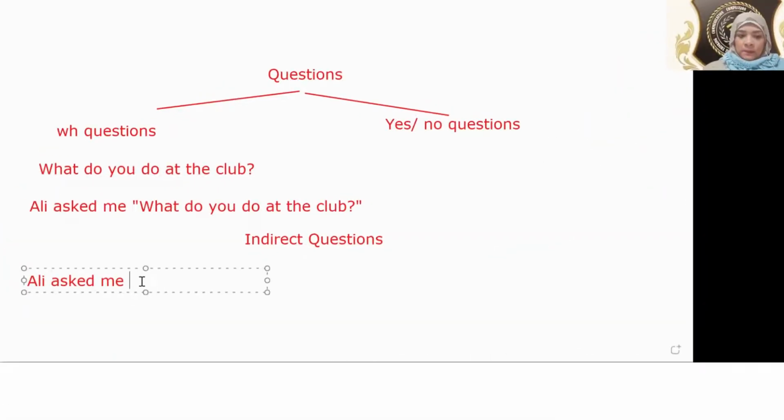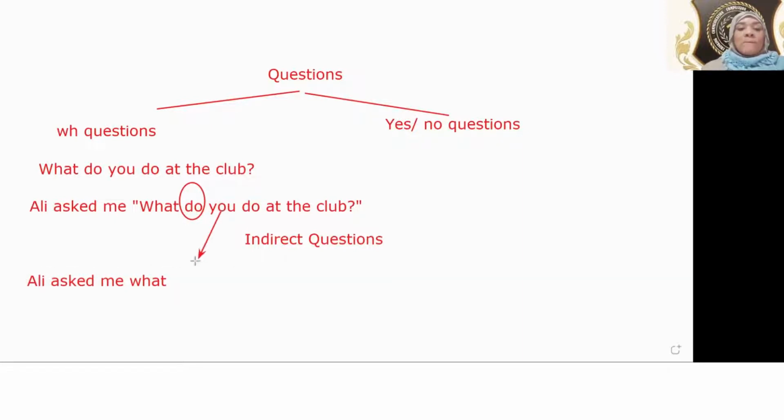Ali asked me, what will be as it is. Then the question form: I told you at the beginning that we have to use a helping verb, right? This is the question form. But when you change it into an indirect question, it will not be a question anymore. It will be a statement. So I will remove the helping verb. I just take the subject, and take care. What happens to the subject?